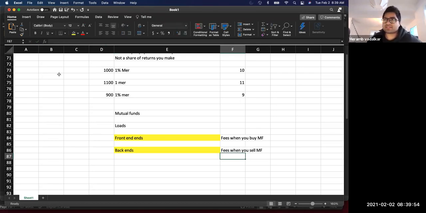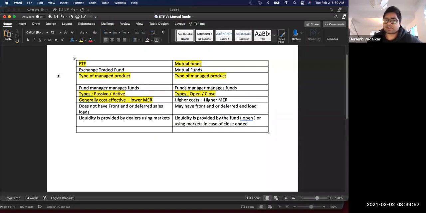So mutual funds effectively can have much higher fees than ETFs. ETFs have lower MER and no loads. Mutual funds have higher MER and they can also have certain loads. ETFs do not have front end or deferred sales loads. Mutual funds may have front end or back end loads.